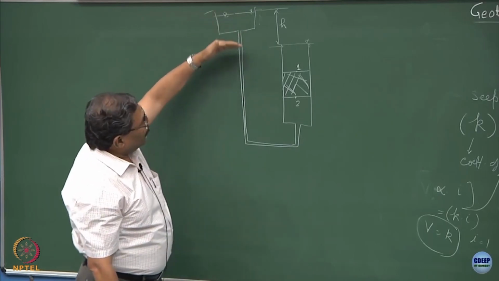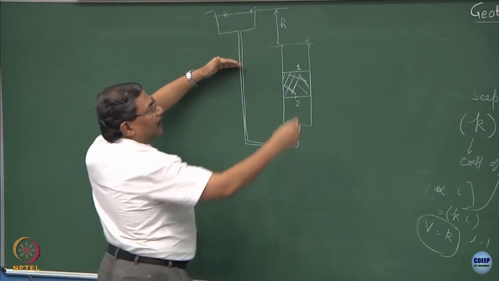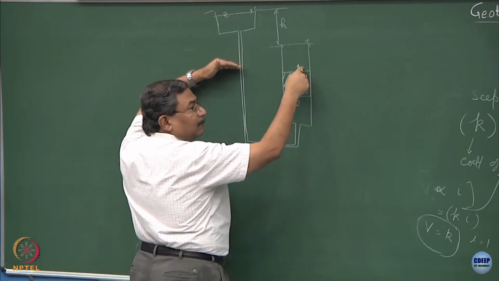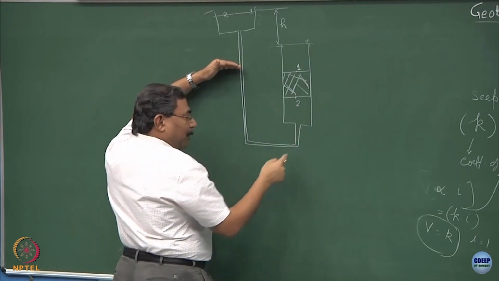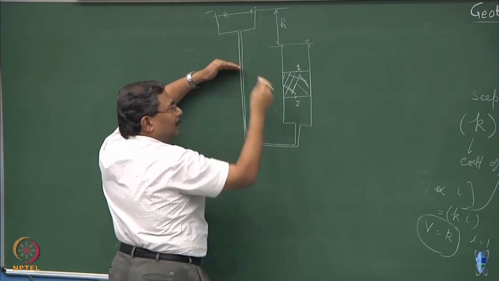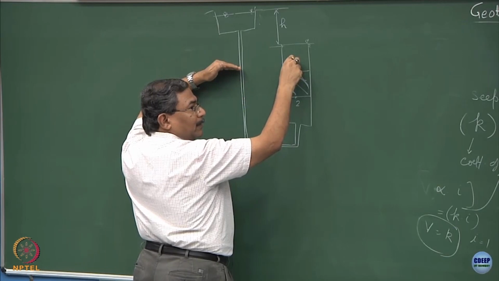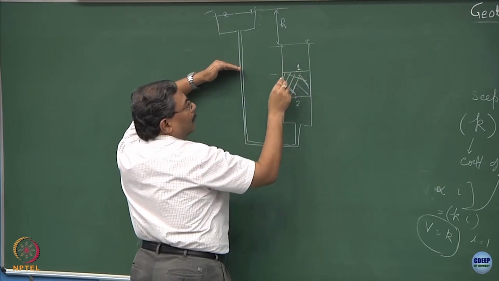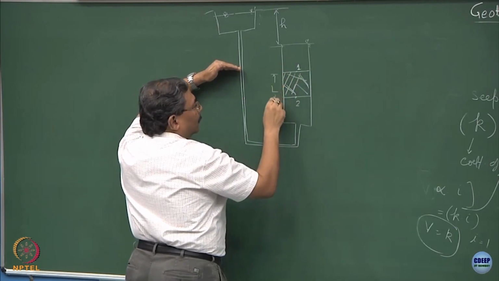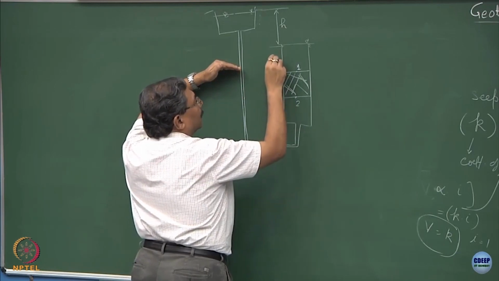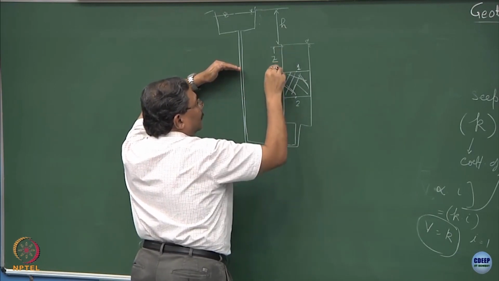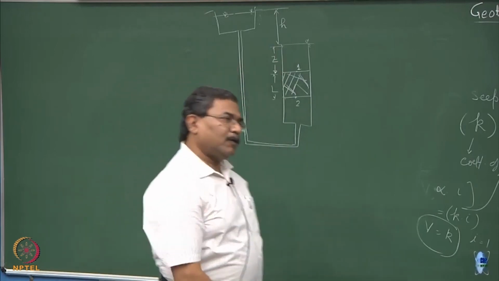Suppose I lower it down a bit, what is going to happen? The discharge is going to take place from 1 to 2. The moment I lift it up, what is going to happen? Discharge is going to take place from 2 to 1. Is this point clear? Simple mechanics. Have you understood this?